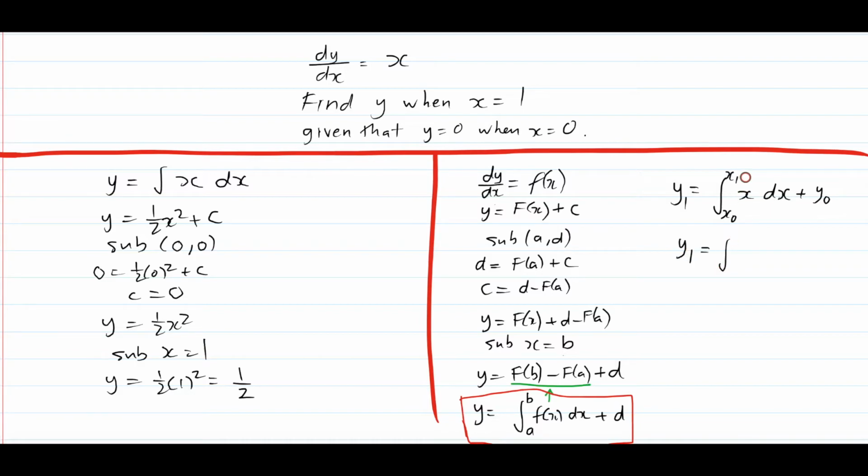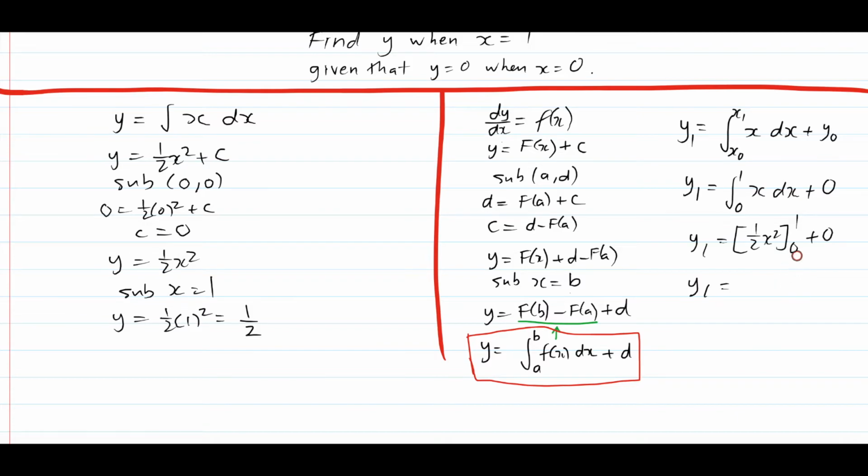y1 equals the integral from x0 to x1 of x dx plus y0. What was x1? That was 1. What was x0? Well, x0 was 0. That was the initial condition. y0 was the initial y value given to us as well. That's plus 0. And then y1 is pretty much, you just antiderive this. You get half x squared, and then sub in 1, sub in 0, plus 0, which you can ignore if you want. And then that equals, sub in 1, half x squared, so that's half times 1 squared, which is half, and then minus 0, which equals half.